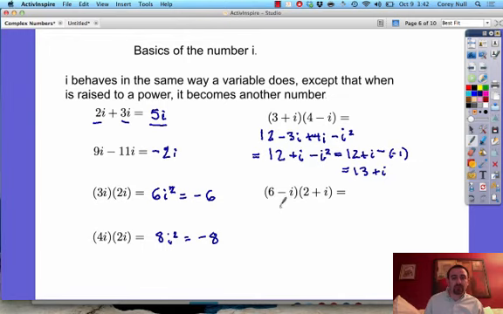And again, we'll FOIL here. 12, that's firsts, outside, inside, oh, last.